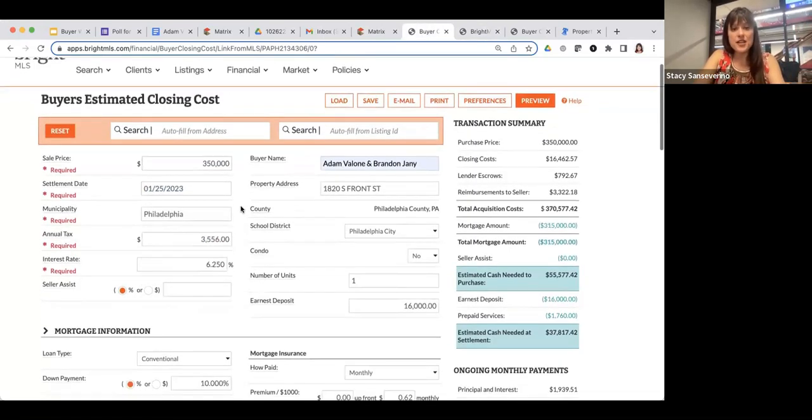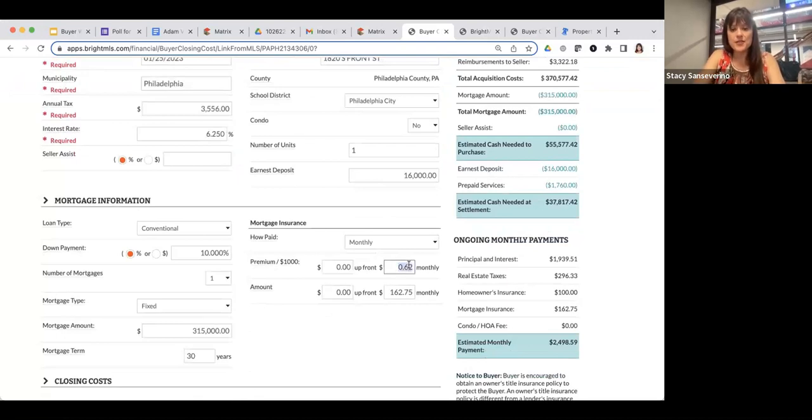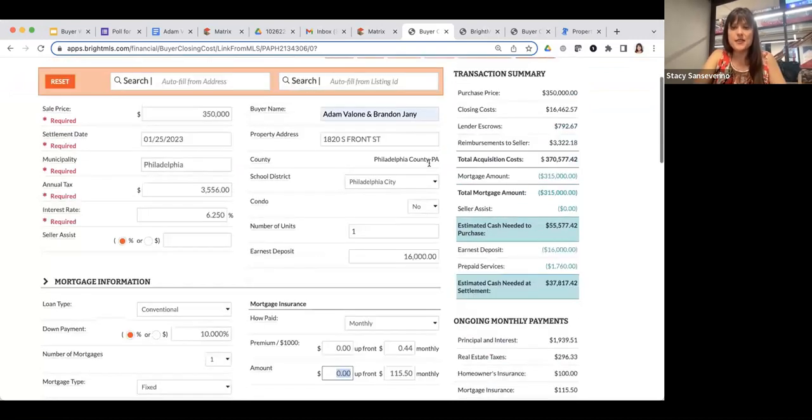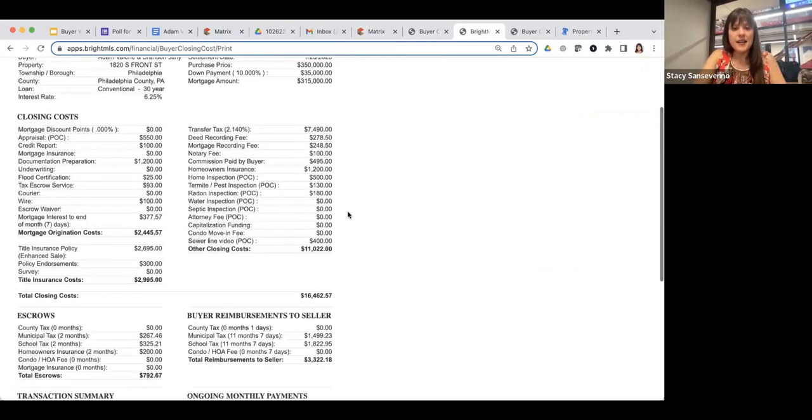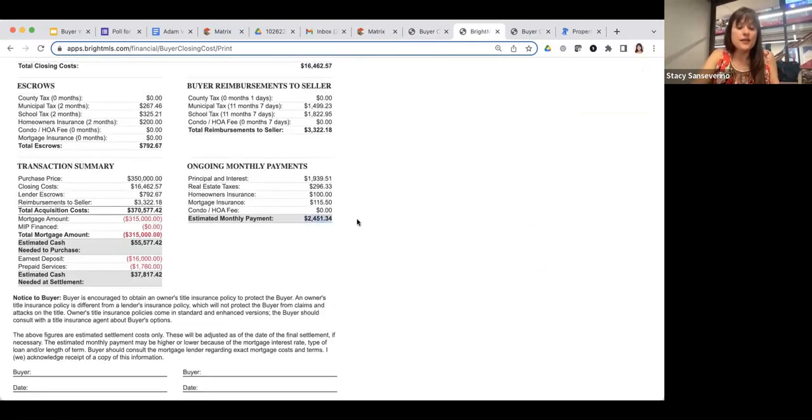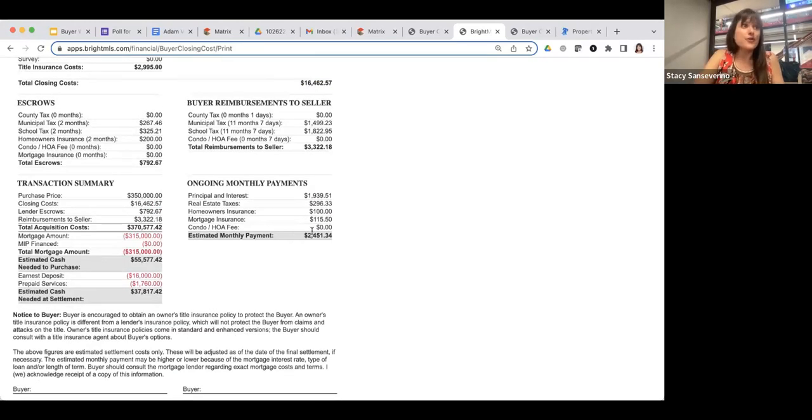But whenever you change the price, this mortgage insurance field is always going to change on you, so make sure you change it back. And now you see we're slightly over: 2451 and 55.6 out of pocket. So going up to 350 was a little high, but you can use your math to get it narrowed in.